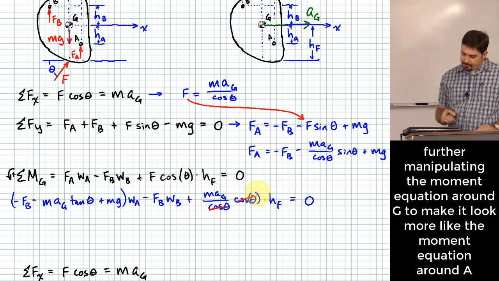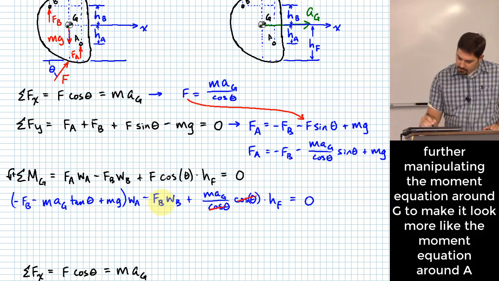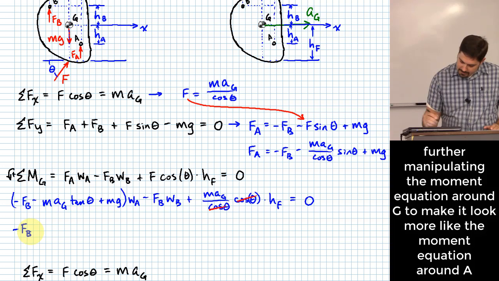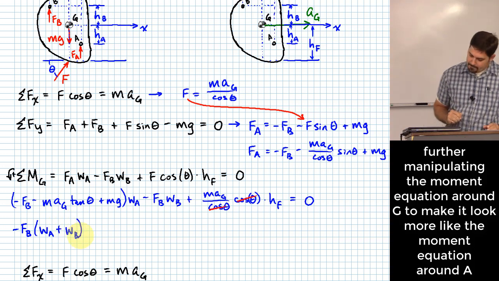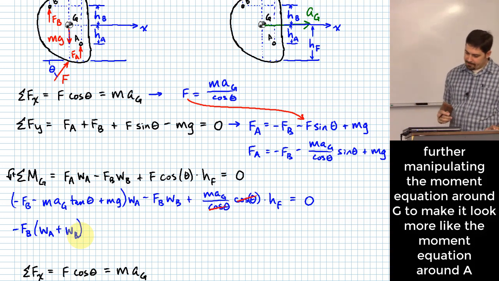What else can I do? Can I distribute some things? So, for instance, could I take FB and imagine sort of collecting that FB, right? So I have minus FB times WA plus WB. That'd be appropriate, right? To kind of collect those two together.